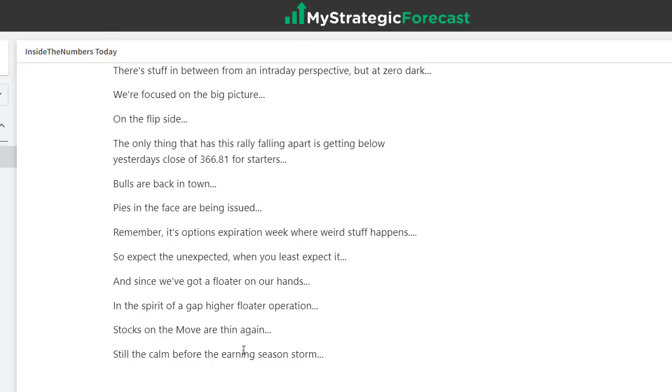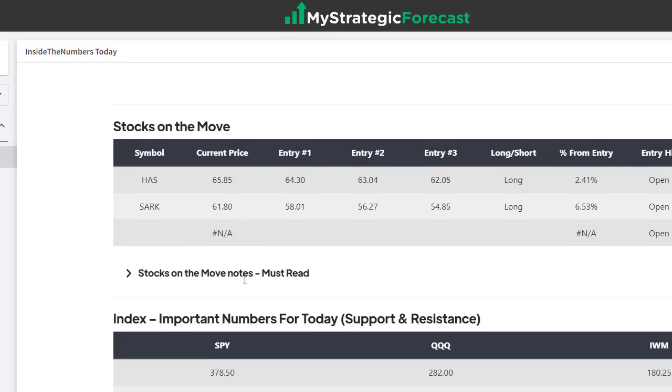Stocks on the move were thin with the gap higher opening, the floater operation. So we're not even going to circle back to them, because both that were on the board, and yep, there were only two, neither hit their price objectives or entry targets, so they're off the board. Well, I can show you what they were, Hasbro and Sark.